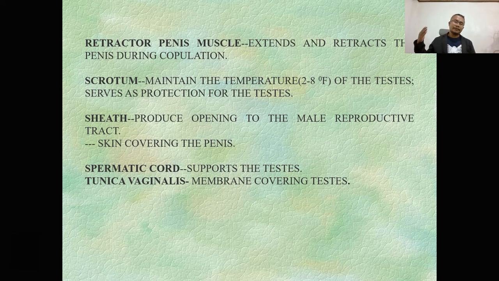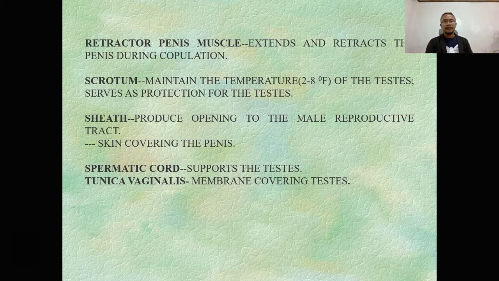Okay, another purpose of the push and pull movement of the penis during copulation is that it will motivate the clitoris of the female animal. Because if the female animal is not properly motivated, her cervix will not open widely. And our purpose is proper motivation so that the cervix will open widely. There will be a proper deposition of the semen during ejaculation. When there is proper placement of semen during ejaculation, there is a chance of a higher fertilization rate.